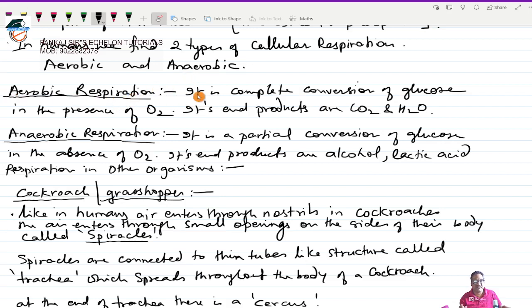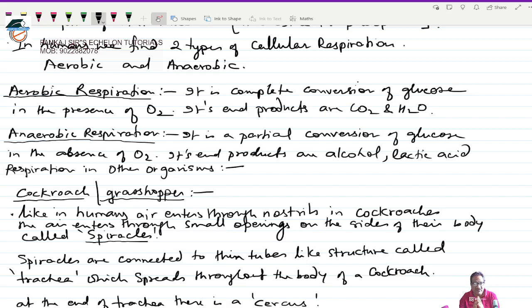Aerobic respiration is a complete conversion of glucose in the presence of oxygen. Its end products are carbon dioxide and water. In aerobic respiration, there is a complete conversion of glucose; all of the glucose is getting converted into energy, into ATP molecules. For 1 glucose molecule, we get 38 ATP molecules. So there is a complete conversion of 1 glucose molecule to 38 ATP molecules.